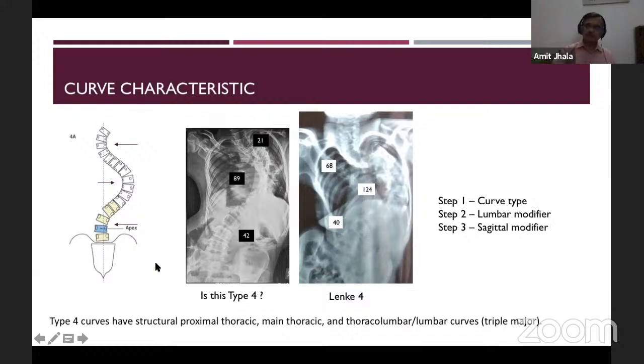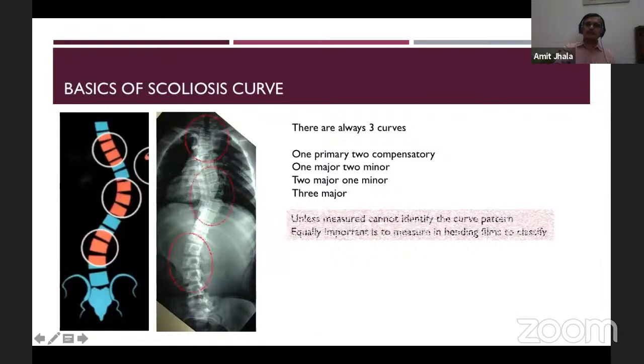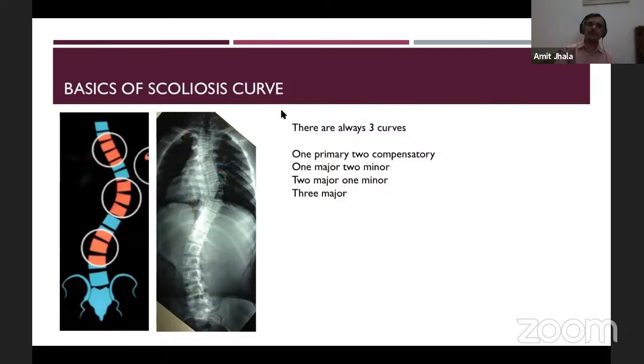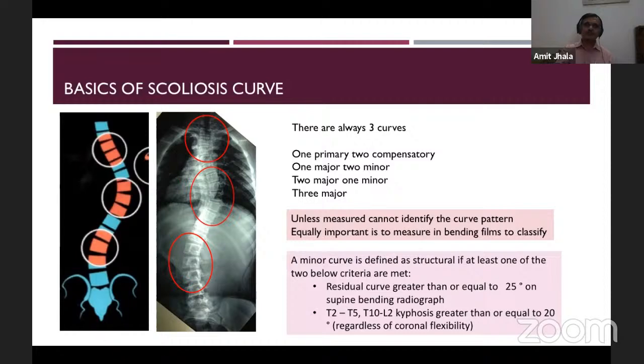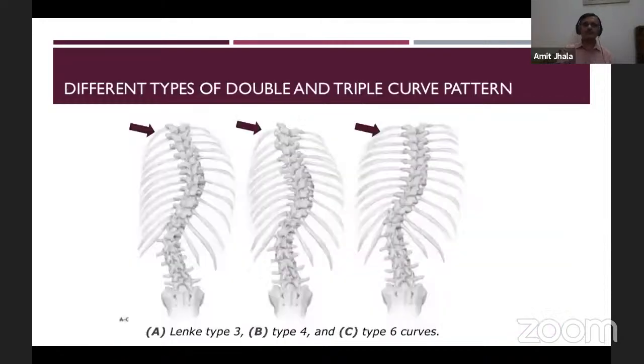So you have to measure it very well, and this is for the juniors: measure and find out that there are three curves. Never say that this is only one or two curves. There is actually a third curve here, which is sometimes missed. You may think this is one main thoracic curve, so it's very important that you measure these curves perfectly, and equally important to measure in bending to classify them exactly. This definition was already spoken about before, so I'll not go into it. And this is the same as what Dr.